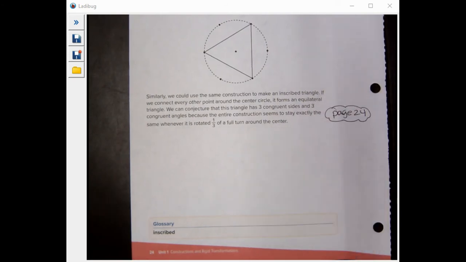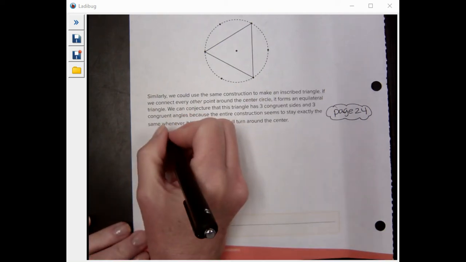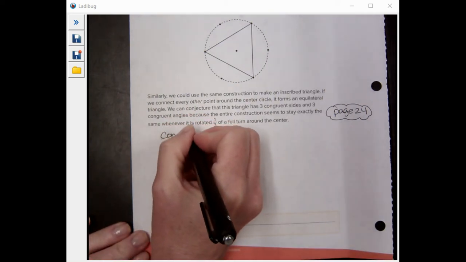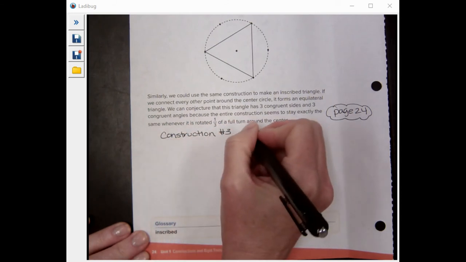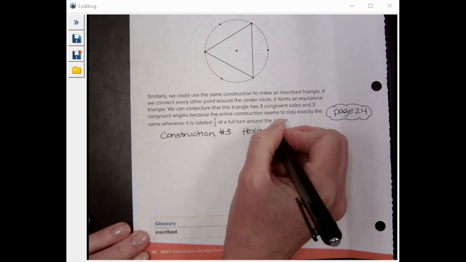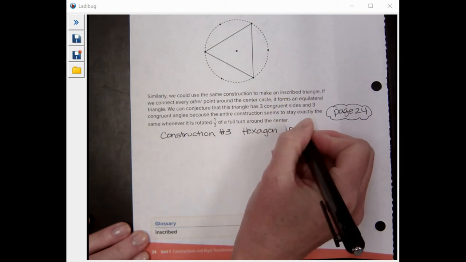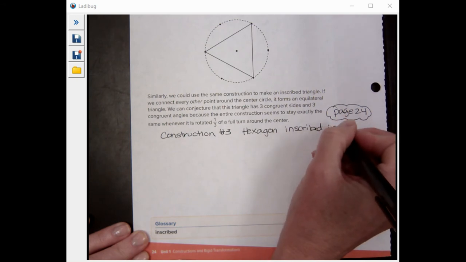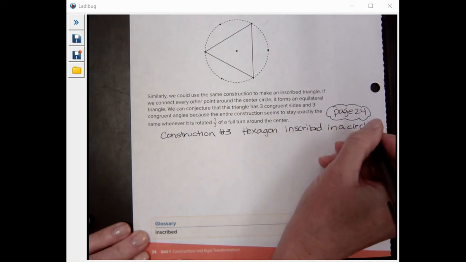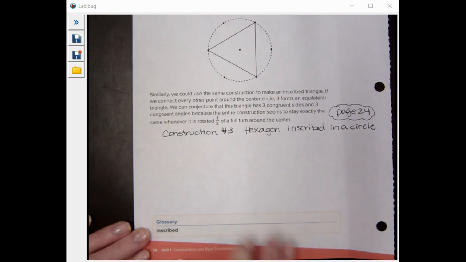continuing the Unit 1, Lesson 4 notes. And at this time, we're going to do construction number 3. And this is going to be a hexagon inscribed in a circle. Just means inside the circle. All the vertices are on the circle.